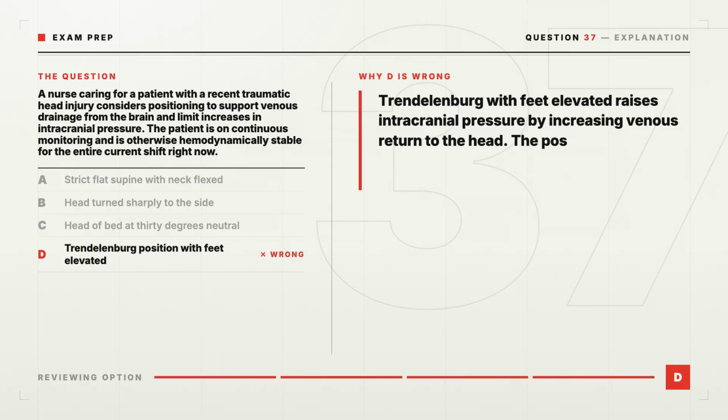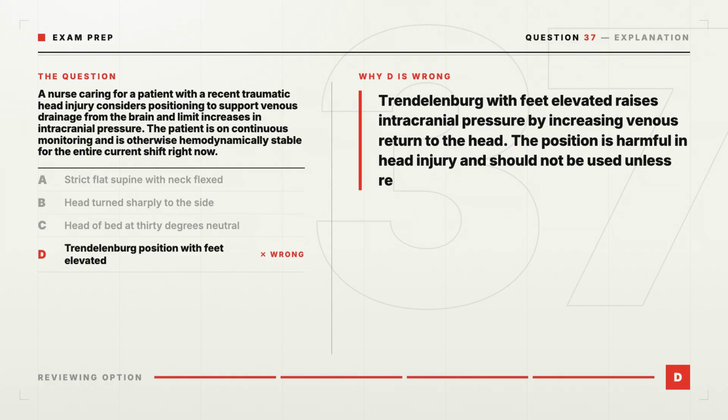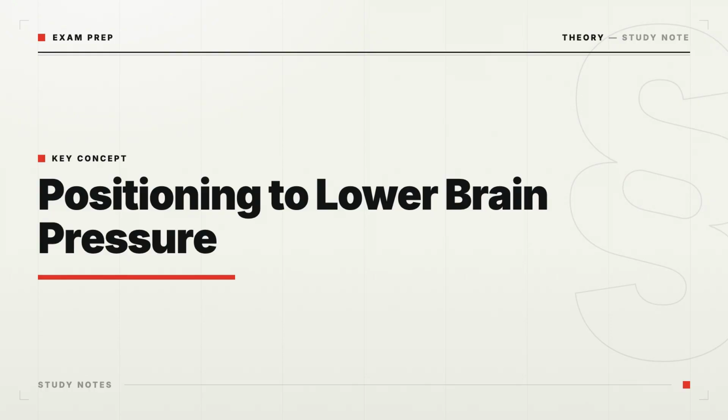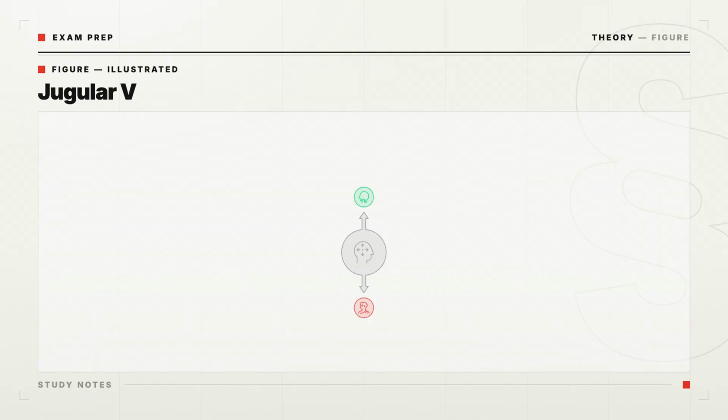The position is harmful in head injury and should not be used unless reversing severe hypovolemic shock briefly. The skull is a rigid box holding brain tissue, blood, and cerebrospinal fluid, so anything that adds volume, like swelling or bleeding, raises intracranial pressure. Too much pressure squeezes the brain's blood supply, and positioning is one tool nurses use to keep it in check.